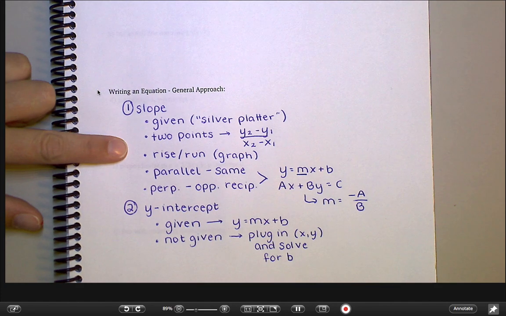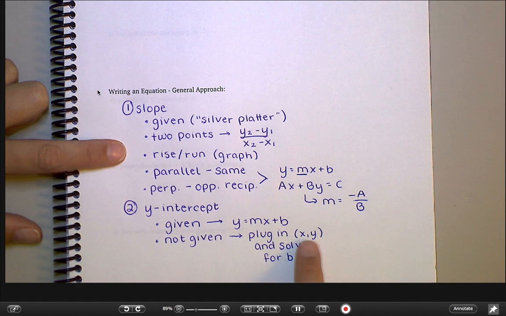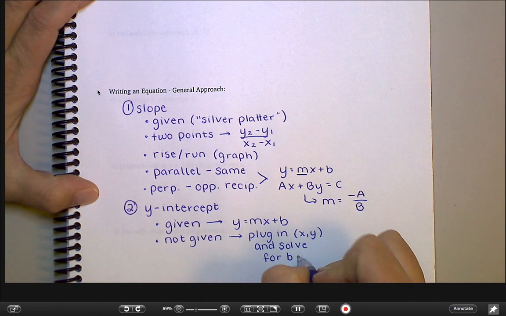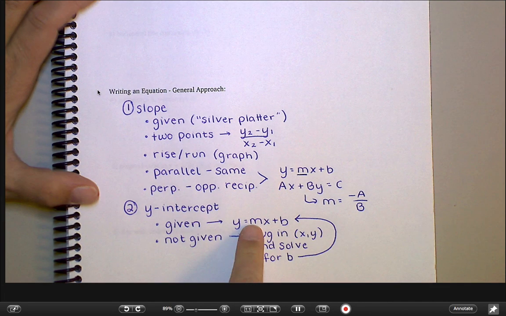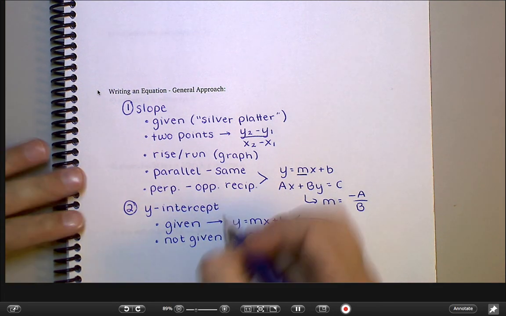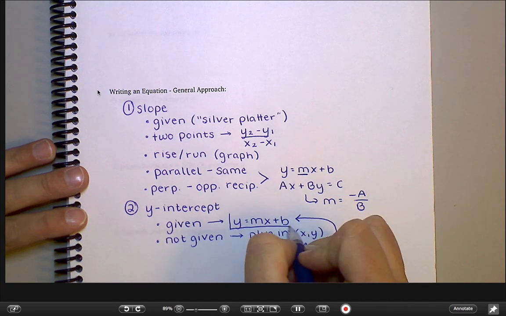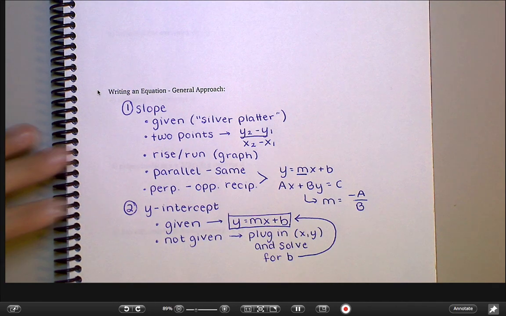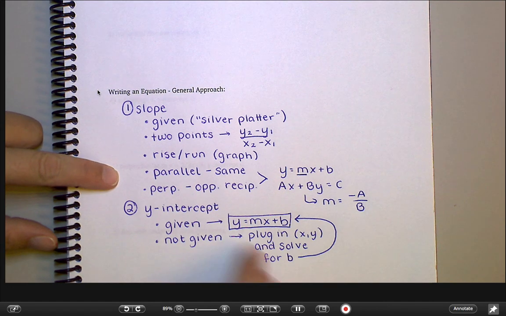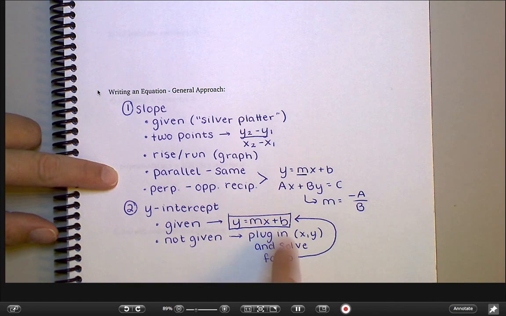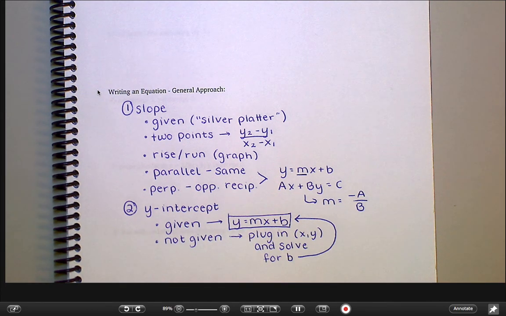So up here we found the slope. You can plug in your slope and a coordinate, solve for b, and then once you have your b, you can head over to this y equals mx plus b form. So this is where you're ending the process. We find a slope one way or another, and then we find our b value. Either it's given to us in the problem or it's not given, and then we solve for it. And then we can write our equation, y equals mx plus b.